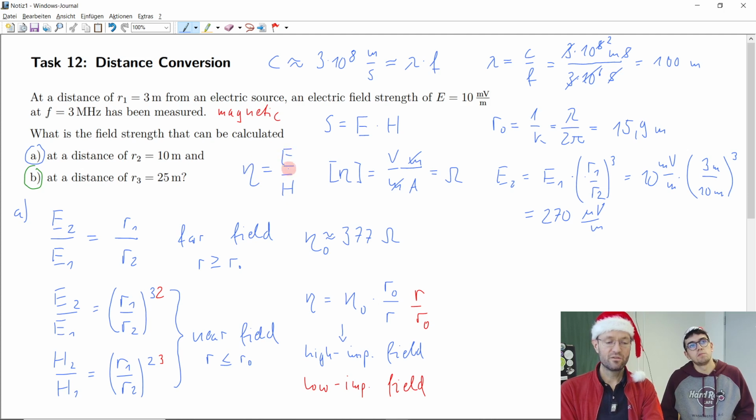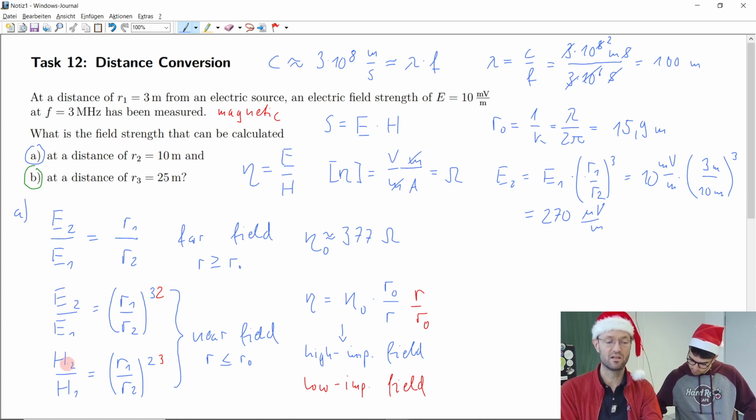And more electric field, less magnetic field means we also get a high impedance field, and we get more electric field if we have the higher exponent for the electric field. Because if you go to some distance that is, let's say, smaller, if you go into the near field, you have something divided by something small is something large, and something large to the power of 3 is getting larger than the same term to the power of 2. And so that's why for the electric field you have this 3 exponent, the higher exponent for the electric field.